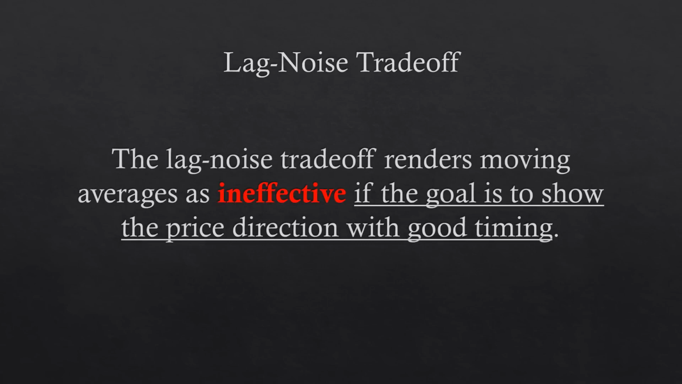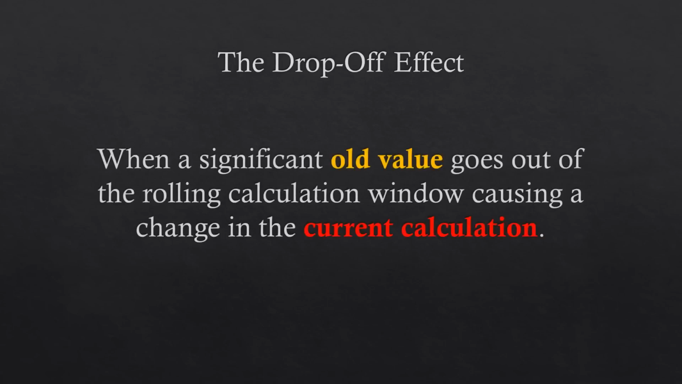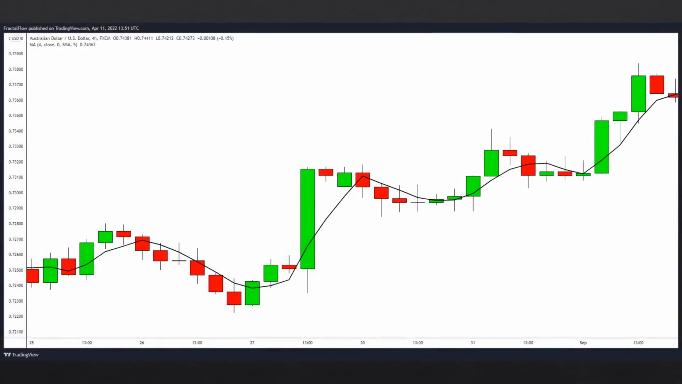Another flaw of moving averages is called drop-off effect, which is when a significant old value goes out of the rolling calculation window, causing a change in the current value. This is better understood with a visual example. Notice in this chart that we have a 4-period SMA. Notice the large bullish bar in the middle of the chart. When that bar goes out of the rolling calculation period, there is a break in the moving average value. In other words, a past event distorting the current calculation.